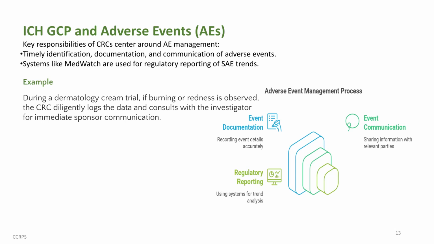The adverse event management process would be: document the event, recording the details accurately; regulatory reporting, using systems for trend analysis; and event communication, like sharing information with the relevant parties. It's important to mention that you could be involved as a coordinator in helping structure these processes if you're not documenting directly in the medical chart or in your electronic collection form. You could be doing quality control and making sure that when the physician is observing a symptom or conducting a follow-up on an adverse event, that information is documented and meets the reporting timelines.